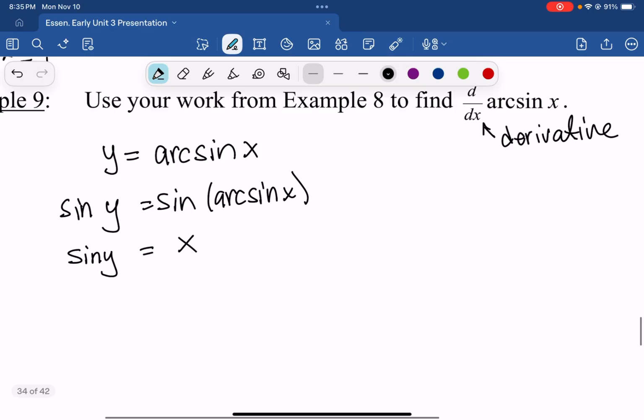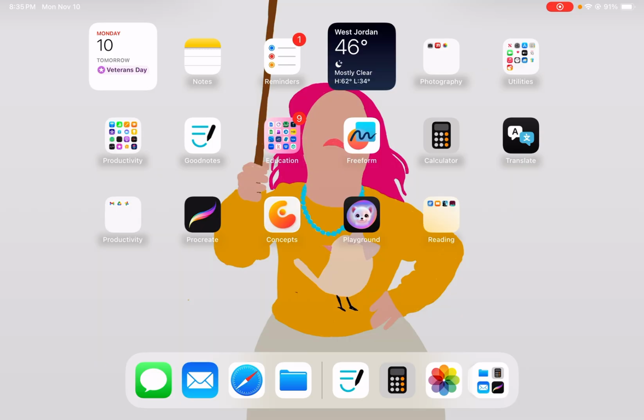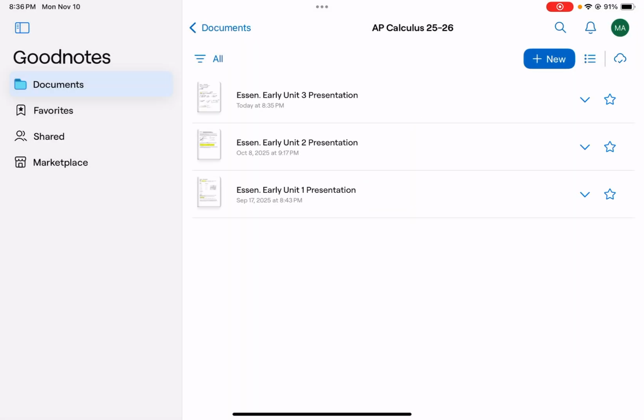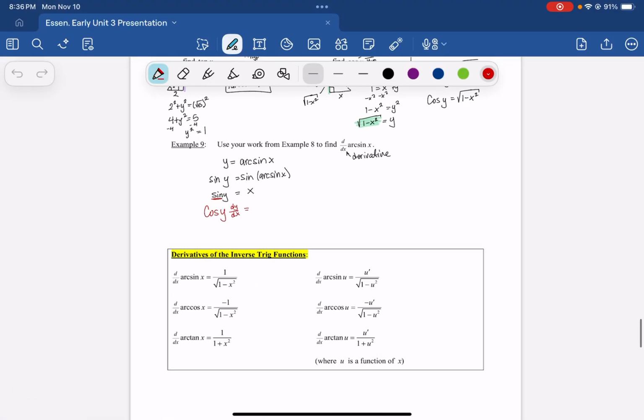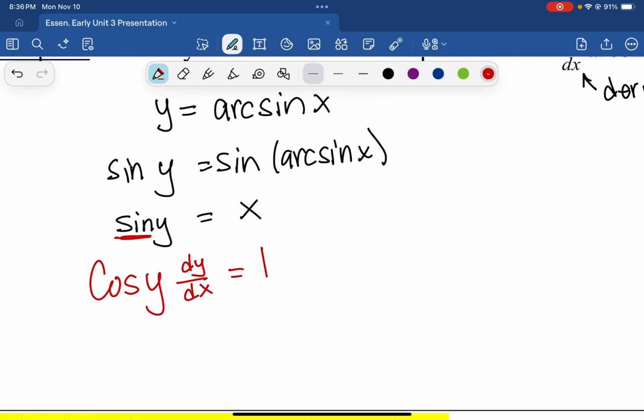Okay. Now I'm going to take my derivative. So the derivative of sine, right, is cosine. I've got my y in there, so I've got to implicitly differentiate. Actually, I'm going to write dy/dx. So dy/dx is equal to the derivative of x. Okay, so the derivative of x is 1. So I've got cosine of y times dy/dx equals 1.